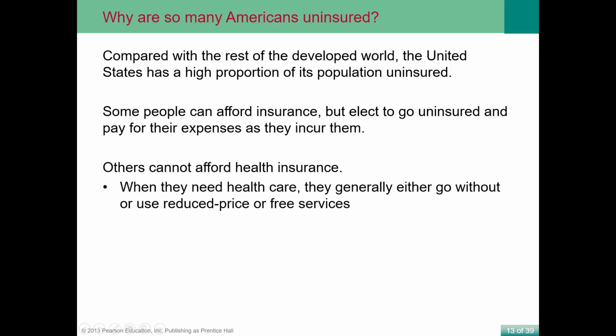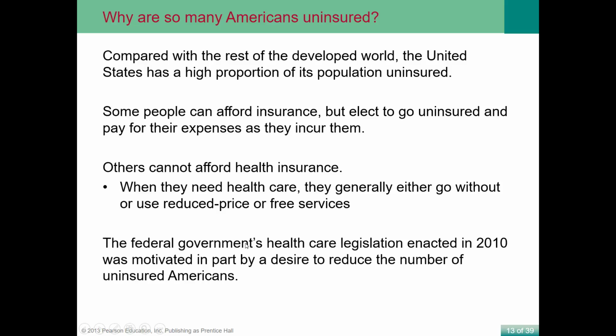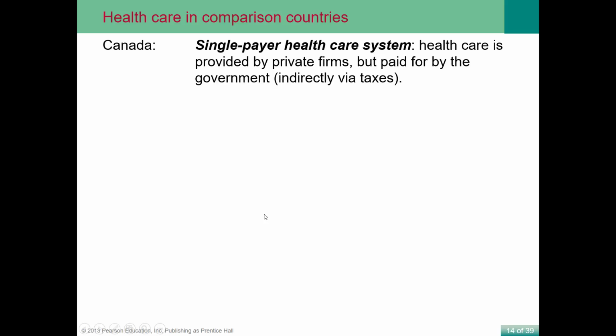All right, when people who cannot afford health insurance need health care, they generally either go without or use reduced price or free services. So they go to a free clinic, or they don't go for preventative care, or any of these things. So the federal government's legislation in 2012 was motivated partly as a desire to reduce the number of uninsured Americans. So when we're comparing healthcare systems around the world, Canada has what we call a single-payer healthcare system.